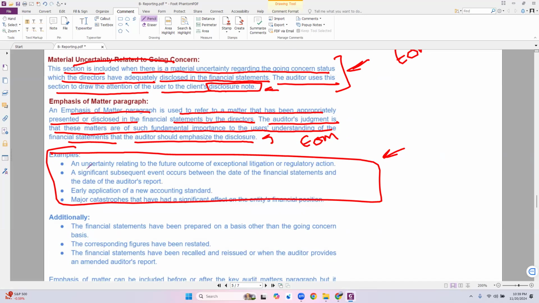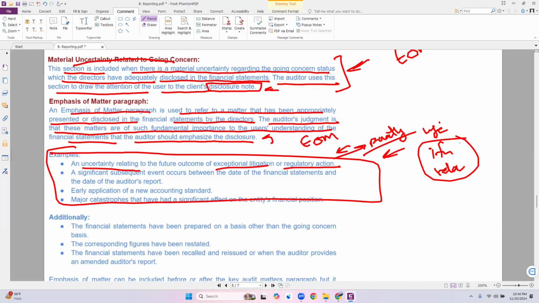Let me talk about some of the examples. An uncertainty relating to the future outcome of exceptional litigation or regulatory action. Basically, this means that the government has taken some kind of action on you, and obviously you would have recorded a provision or a future liability under IAS 37. You are not yet confirmed about the amount, but it is sure that you will have to pay it, some sort of penalty. Now, obviously, there would be a disclosure against this penalty, and this is a very important matter that the user should know. So you would include this if it is properly disclosed, and it is related to the financial statements. Now you are going to include an EOM paragraph for it.